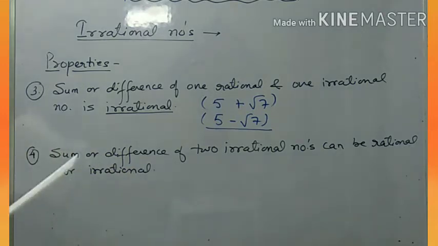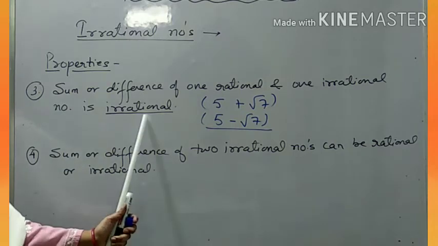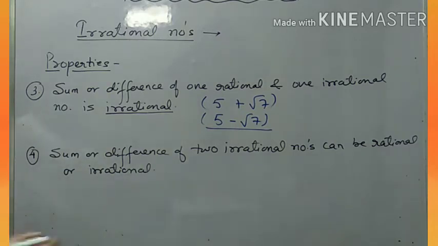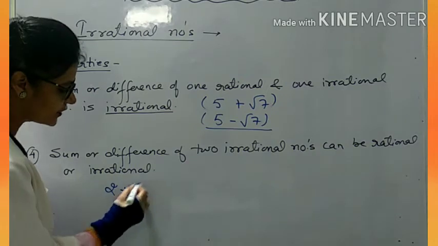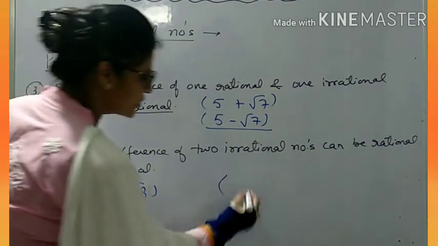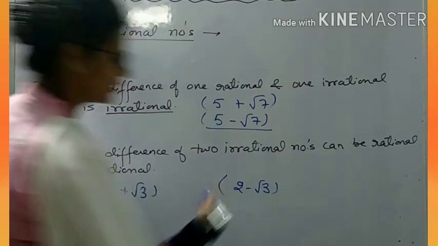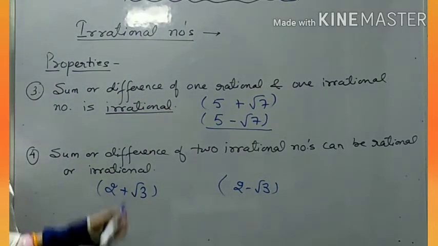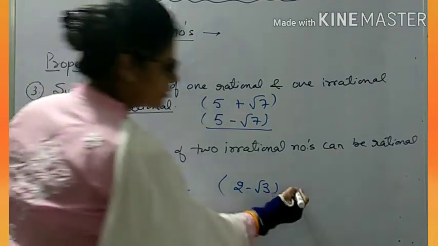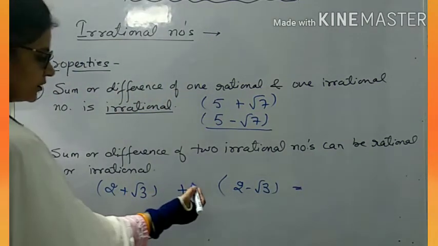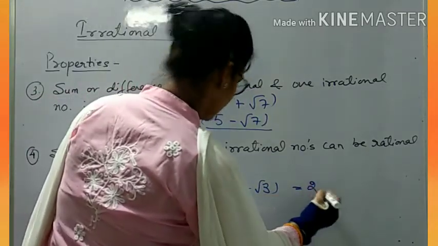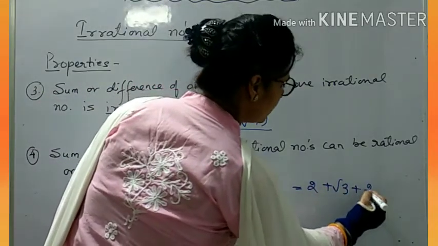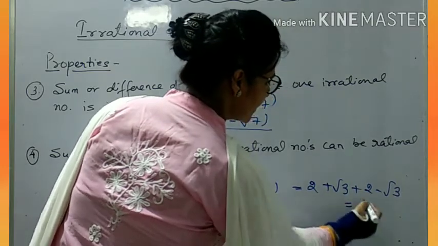Now the fourth property, sum or difference of two irrational numbers. Here we have taken one rational and one irrational, so their sum or difference is irrational. And now when we are having two irrational numbers, consider irrational number 2 plus root 3, and let the other irrational number be 2 minus root 3. So these two are irrational numbers. Now when we add these two, what we will get? This will be 2 plus root 3 plus 2 minus root 3. So our answer is 4.